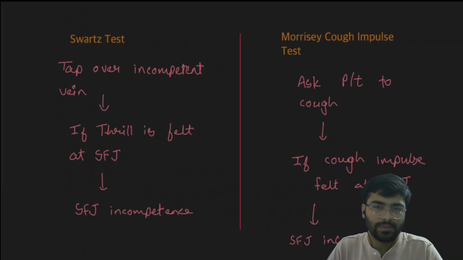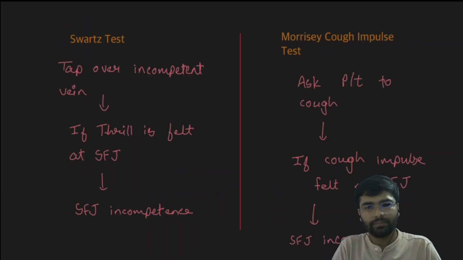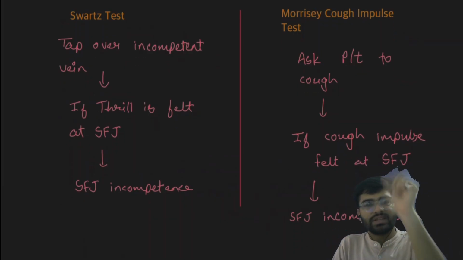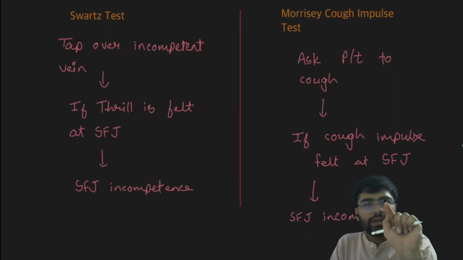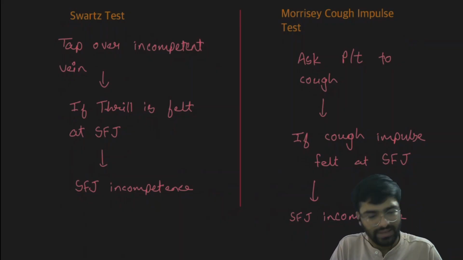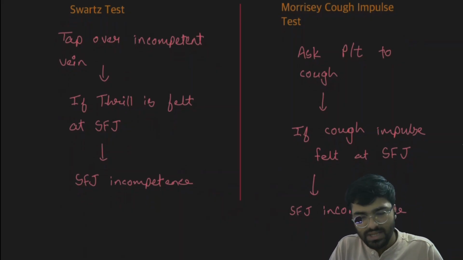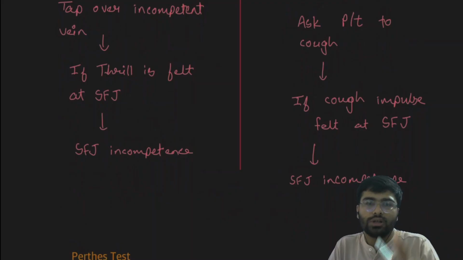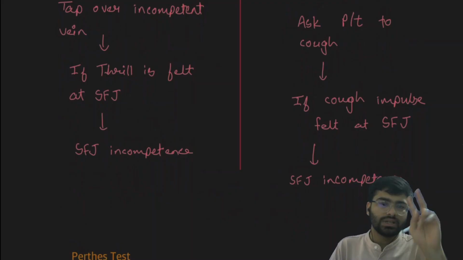We have actually four tests, and these both are tests for saphenofemoral junction incompetence. One is Schwartz test. If you tap over an incompetent vein, meaning one that is visible to you, dilated, and you feel the thrill at the saphenofemoral junction, then saphenofemoral junction is incompetent. That is the Schwartz test. Another one is Morrissey cough impulse test. In this, you ask the patient to cough, and if the cough impulse is felt at saphenofemoral junction, then also saphenofemoral junction is incompetent. So these two are the tests for saphenofemoral junction incompetence.